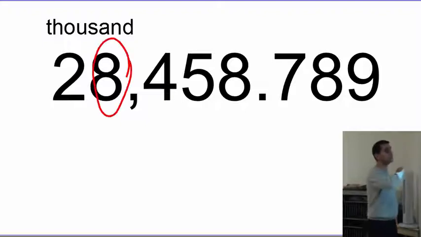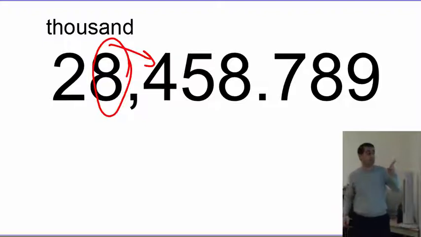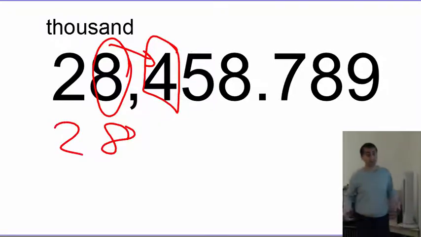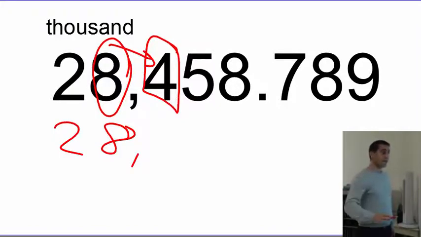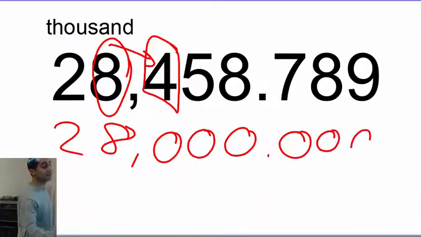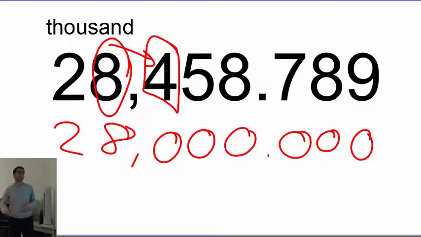This is the one I'm going to focus on, and I'm going to look at the next number, which is 4, and decide whether to keep this as 28 or make it 29. And I'm looking at it, it's less than 5, so I'm not going to go up and make it 29. I'm going to keep it as 28. Now, here is what is supposed to be happening. The rest of the numbers, every single one of them, supposed to be 0. That's the meaning of rounding up. Just make some numbers 0 to make it read easy.